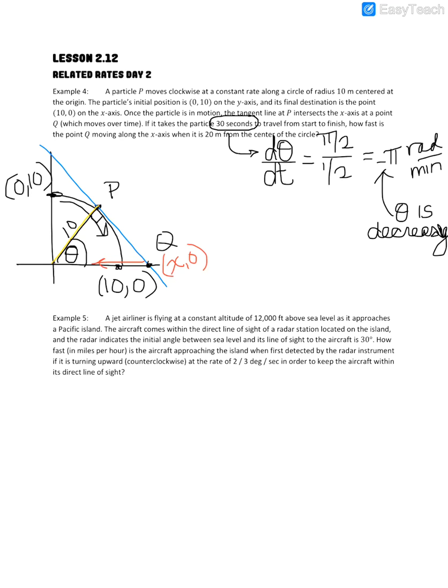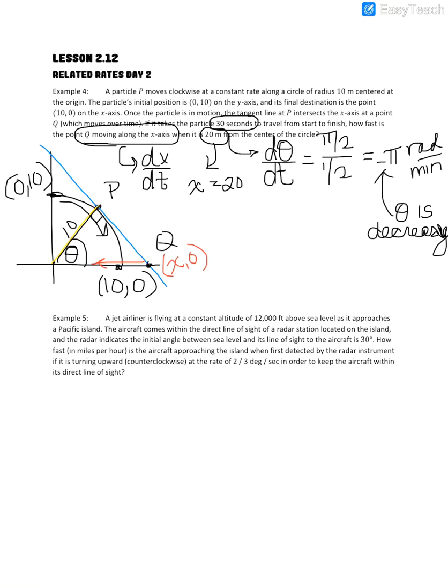All right, and it says, how fast is the point moving along the x-axis? That means we're trying to find dx/dt because as theta changes, x is changing. And then here it says when it is 20 meters from the center of the circle. So that's the particular x value that they want us to use at the end to solve this out.